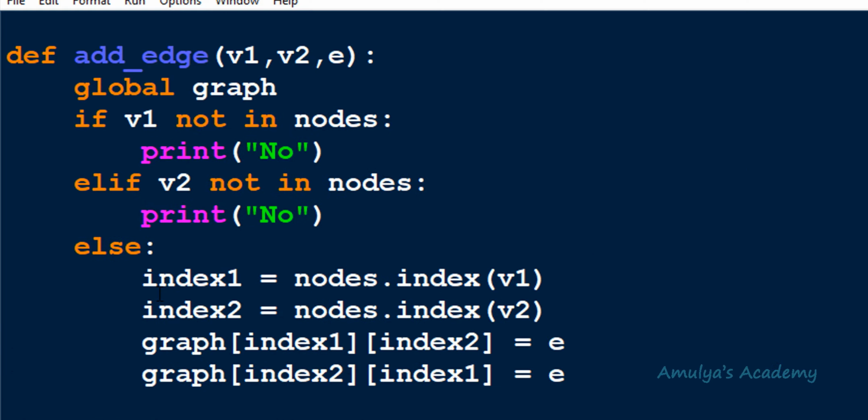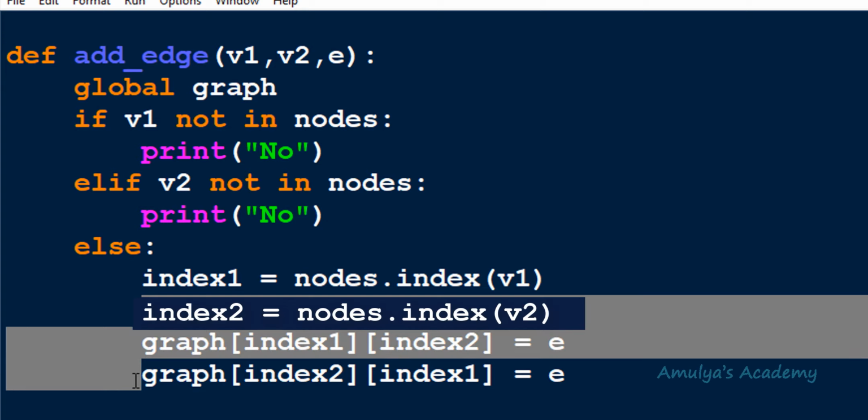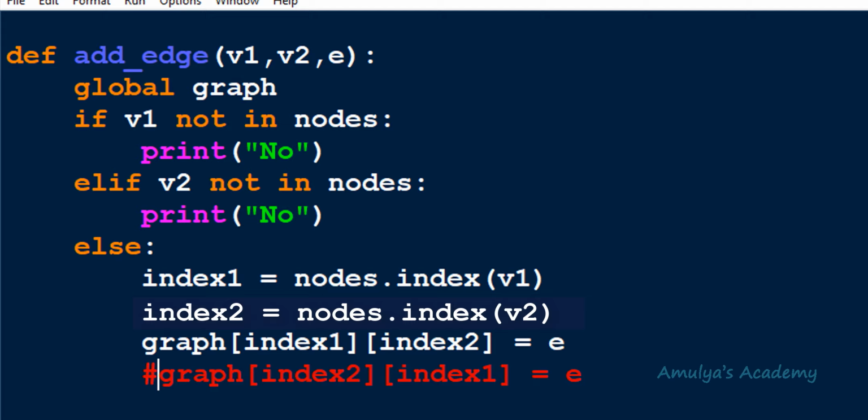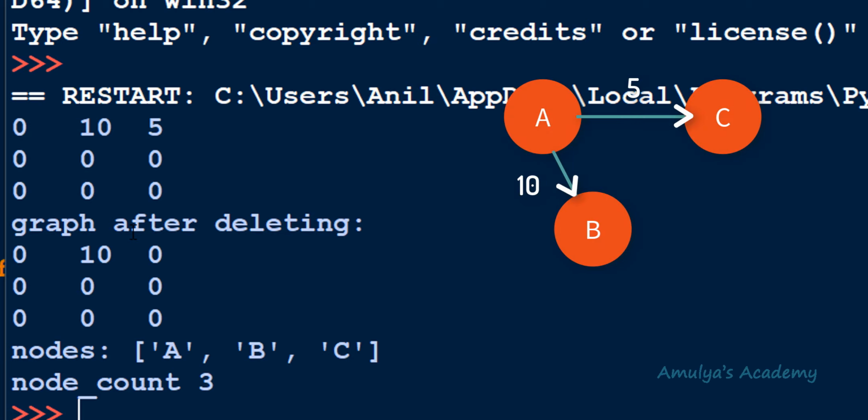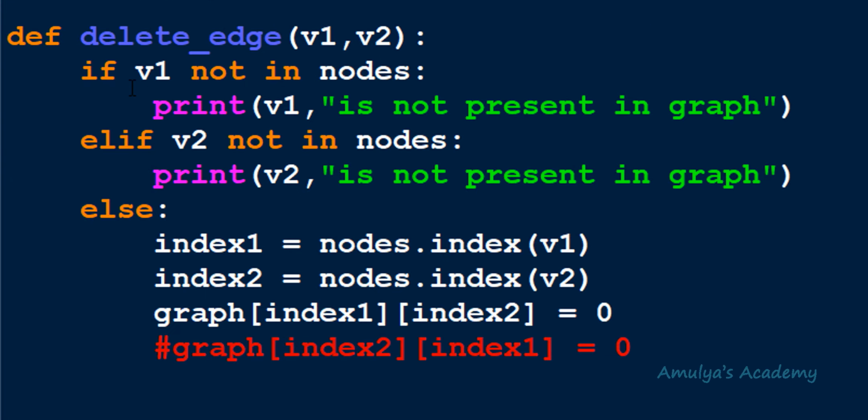I need to go to add edge and here also make this for directed graph. So like this. Now we are done. Now execute this. Okay, here we have, this was the graph. Okay, and now this is deleted. Okay, so this is about the delete edge function. First, you need to check whether given two vertices are present in the graph. If it is present, then find the index of both the vertices and do changes in that index in the graph. Okay, so this is about the deletion operation using adjacency matrix representation.